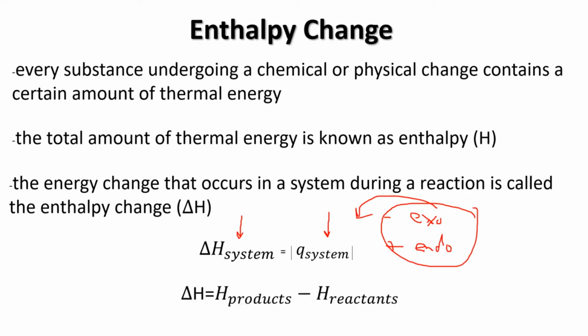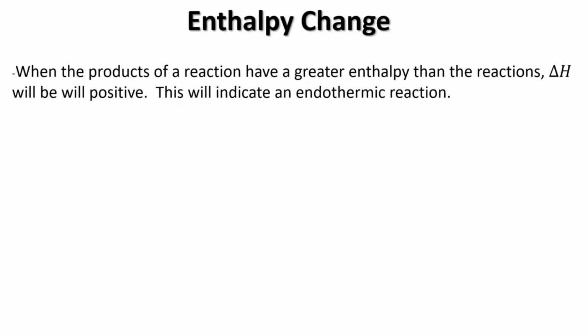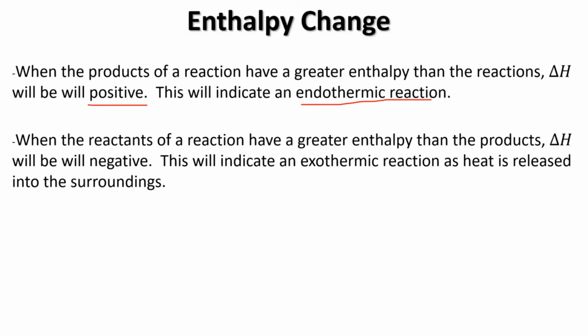So what we're actually going to be doing here is taking the enthalpy of our products and subtracting off the value of our reactants. So when the products of a reaction have a greater enthalpy than the reactants, delta H will be positive, and this is endothermic. This is what I was just talking about. And then the opposite for the exothermic. Exothermic has negative delta H, and this, of course, is saying that heat is released into the surroundings.